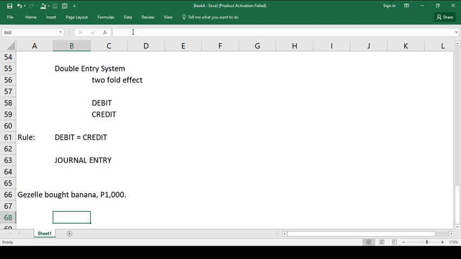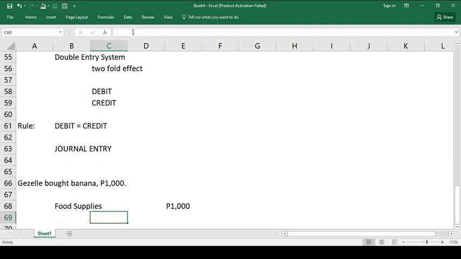So our entry, the appropriate account title, we can use naman banana, but for formality's sake, we can say that food supplies. Pwedeng supplies, pero to make it more specific, food supplies, that would be our debit. That is 1,000 pesos. Okay. Food supplies, inuna ko yung debit, ha. Hanapin yung debit. That is 1,000. And then, we have the credit.